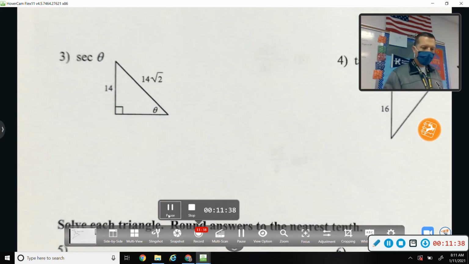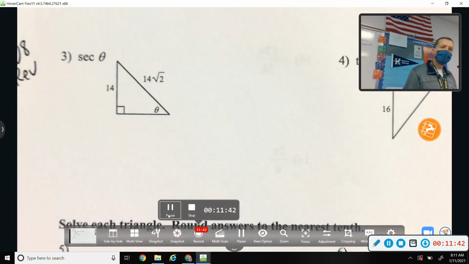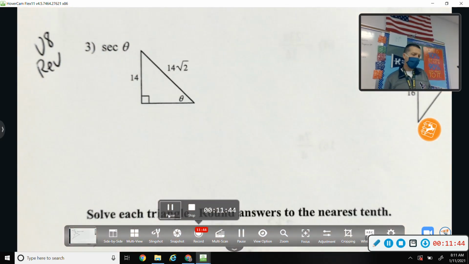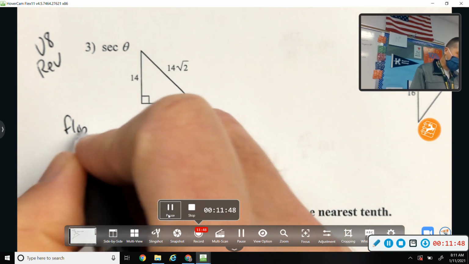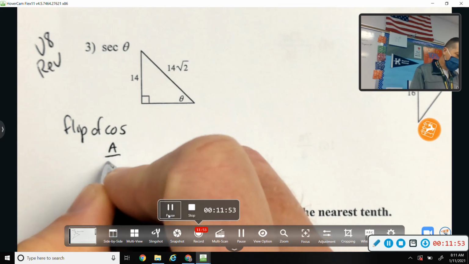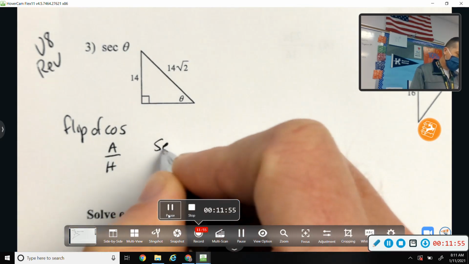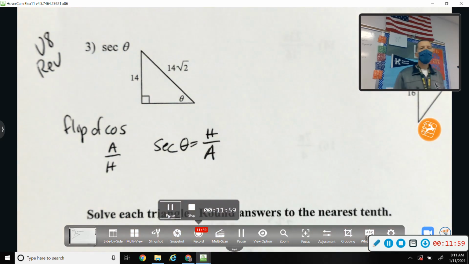Let's look at number 3 on the review. Secant. Okay, I don't know secant. I just know that it's the flip of cosine. Cosine is a over h, so that means secant is h over a. If you have h over a memorized as part of secant, that's fine. I don't memorize them that way. I know who the partners are. So I need a and h to figure out secant.